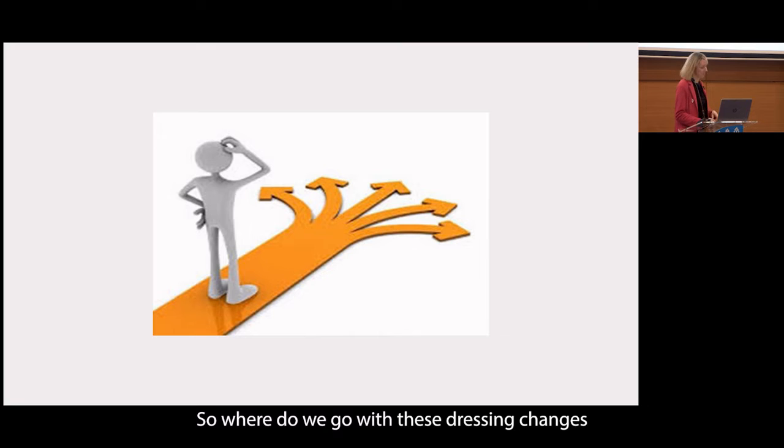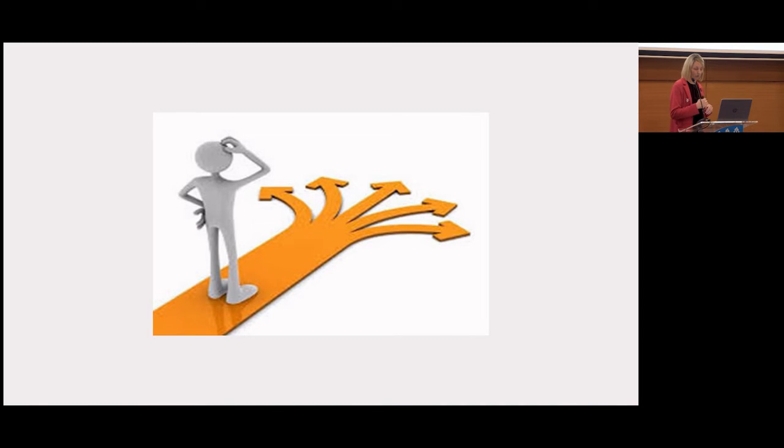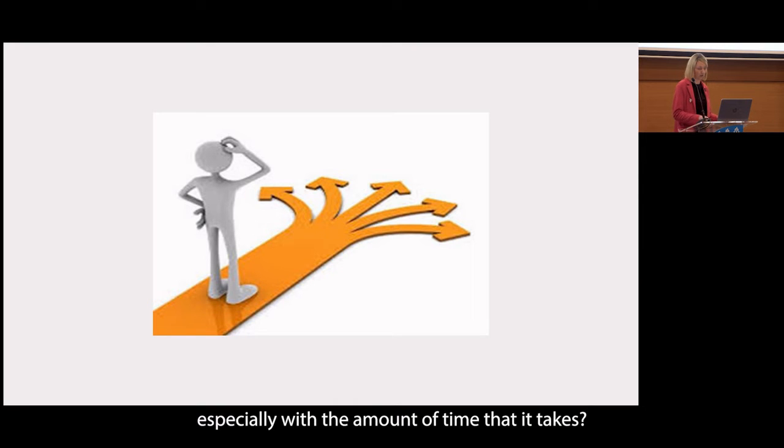So where do we go with these dressing changes? The main aim of the dressings is to decide what suits yourself. Again, all of them are tailored to yourself. There was a talk that I went to, and it says that patients spend around 300 minutes per month doing dressing changes. That's an awful lot of time taken out, and one American study showed that it was 960 minutes, like 16 hours a month of doing dressing changes. So we know we should dress our wounds, but how do we choose which way to go, especially with the amount of time that it takes?